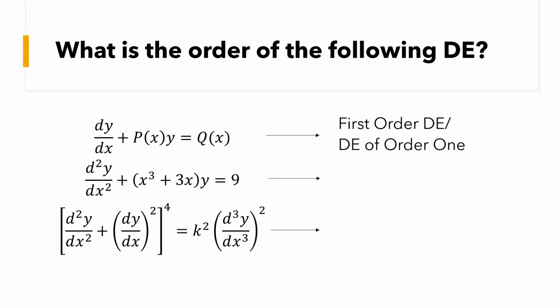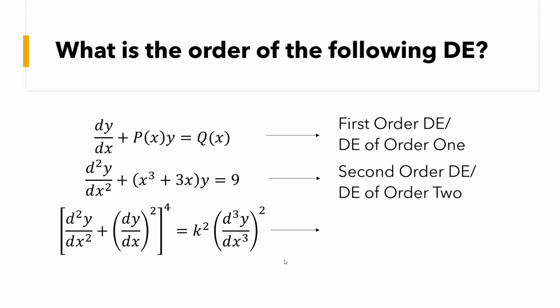Next, we have d squared y over dx squared plus the quantity of x cubed plus 3x multiplied to y is equal to 9, no? So obviously, this is a second order DE, no? So yung pinakamataas, it's the lone, no? Yun lang yung nag-iisang derivative natin. We have d squared y over dx squared, no? So that is DE of order 2.